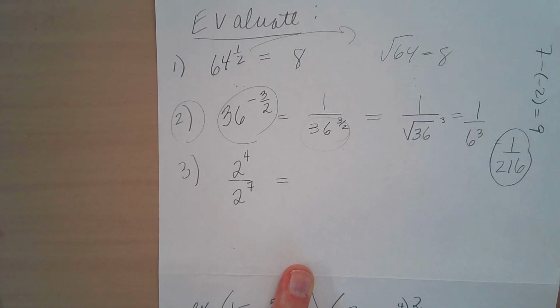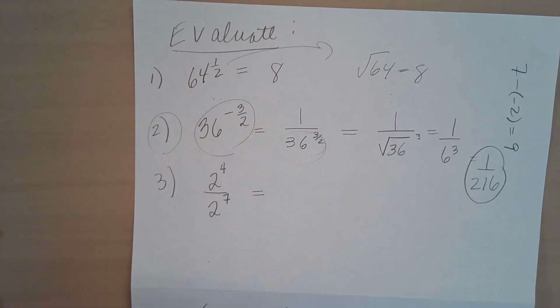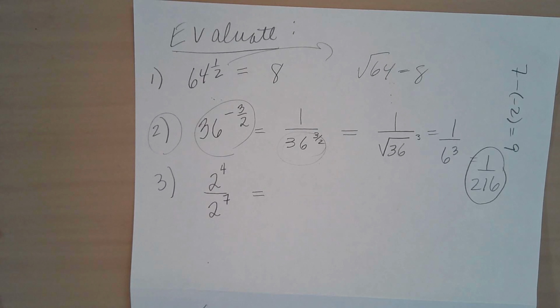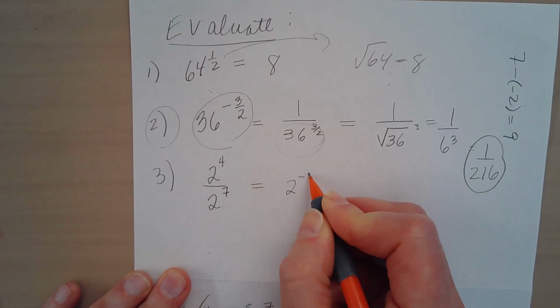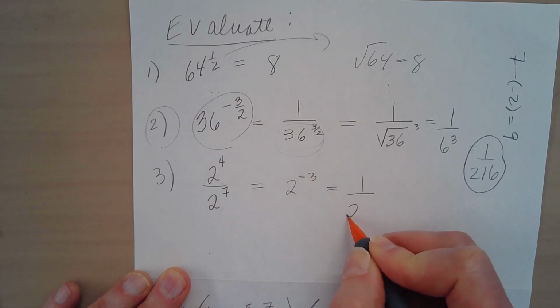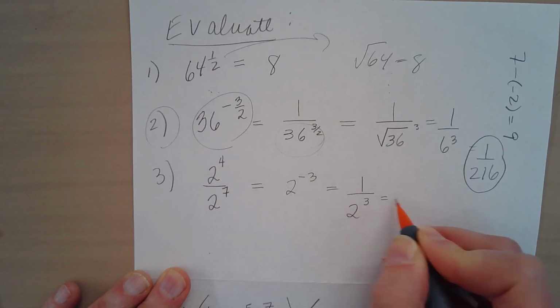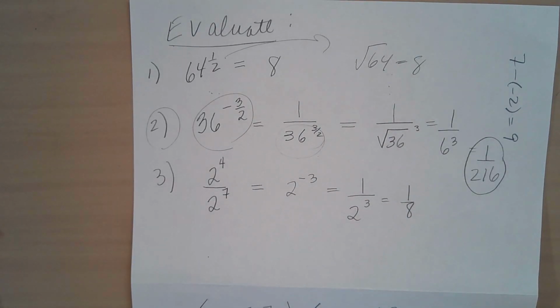So it's doable, right? What about this guy? No calculator, so it'd be hard to do 2 to the power 7 in your head, but you don't have to. Because you could say, well, that's going to be 2 to the negative 3, which is 1 over 2 cubed, which is 1 over 8. Perfect. Okay, you should be fairly adept at this stuff.